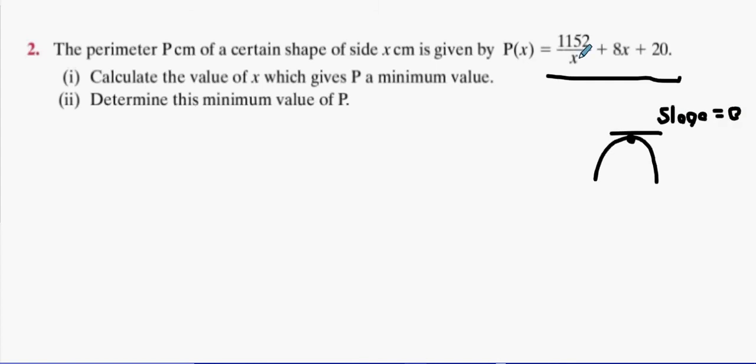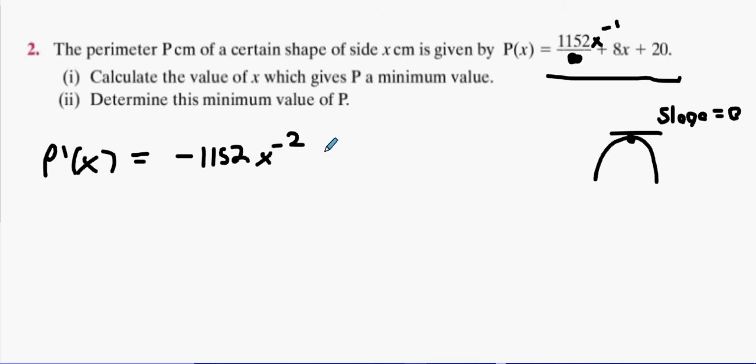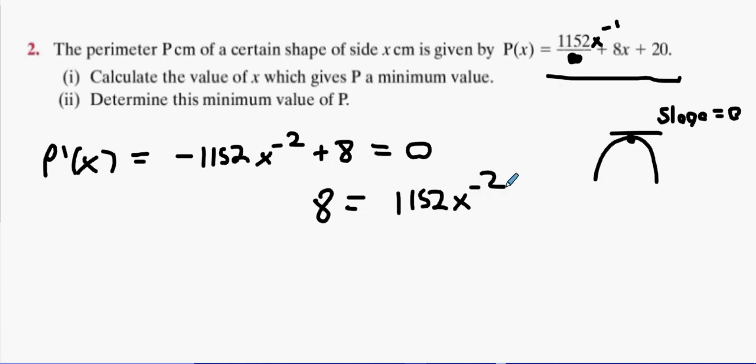Because I don't like doing the quotient rule, we're going to do x minus 1. Okay, you guys? Now, we're going to differentiate once, and we're going to put it equal to 0 because the slope is 0 at the minimum. So it's going to be minus 1152 x to the minus 2 plus 8, and that's going to equal 0. We're cool with that? Move it over to the other side, we're going to get 8 equals 1152 x to the minus 2.